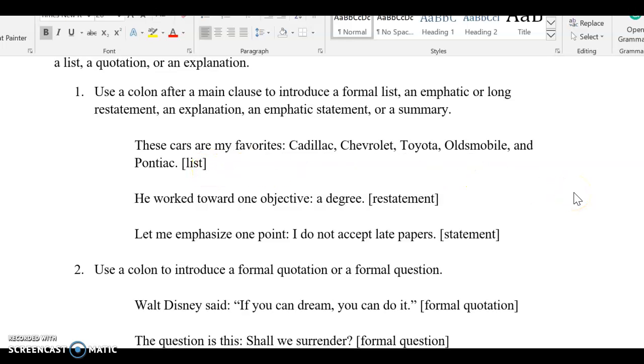The next example: he worked toward one objective: a degree. You put the colon before the objective that's listed, and this is a restatement. Then the next one: let me emphasize one point: I do not accept late papers. Let me emphasize one point, and then you have your colon before the actual statement. I do not accept late papers.